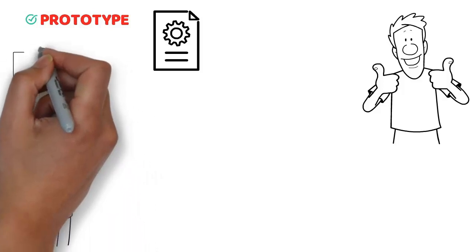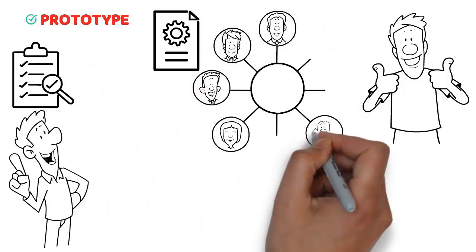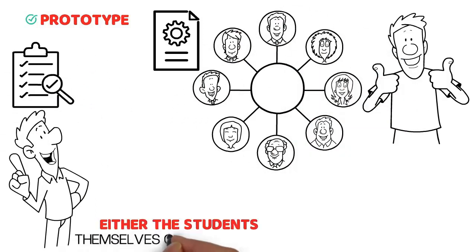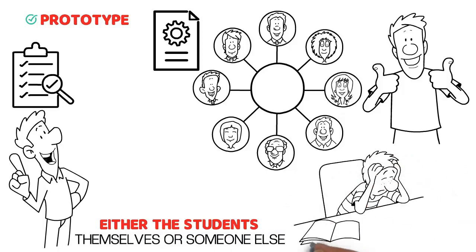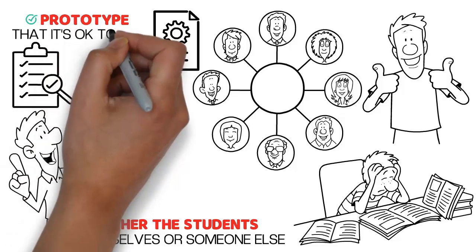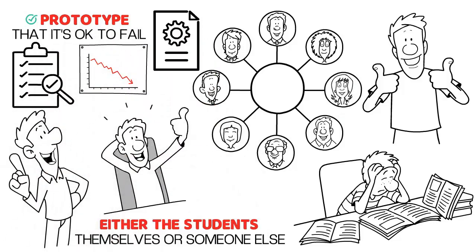A prototype can be changed, altered, re-evaluated, and recreated many times based on the needs of the users, either the students themselves or someone else. This process also helps students to recognize that failing is part of learning and that it's okay to fail. Failure, however, needs to be analyzed so that we learn and grow from our mistakes.